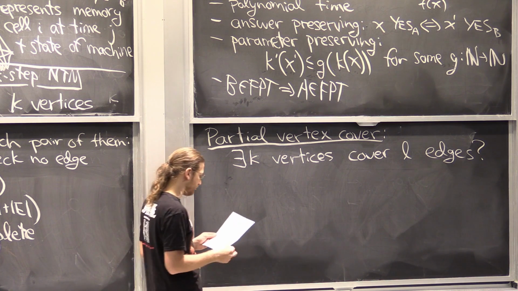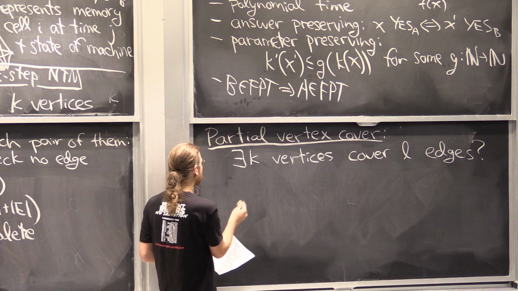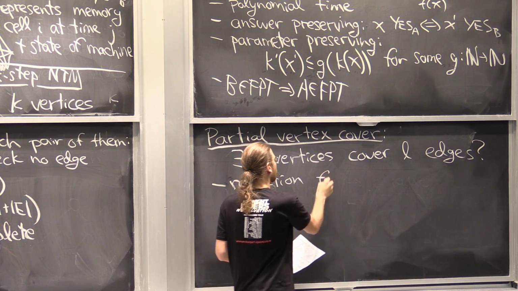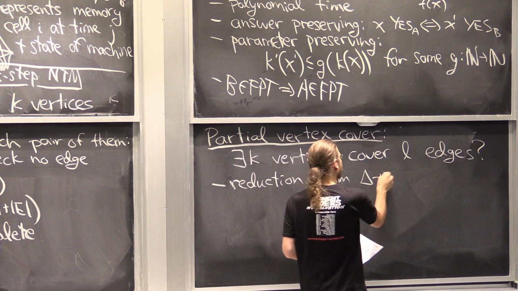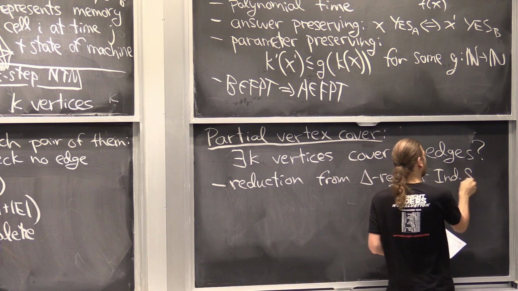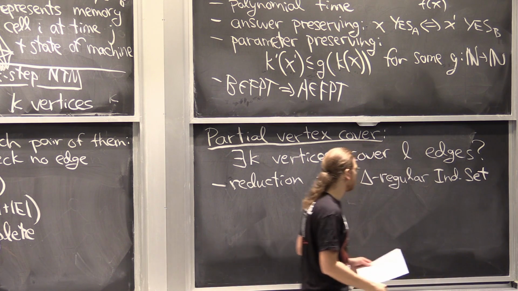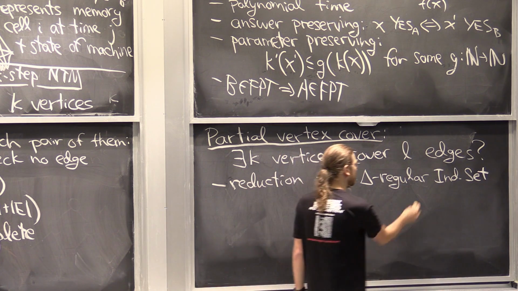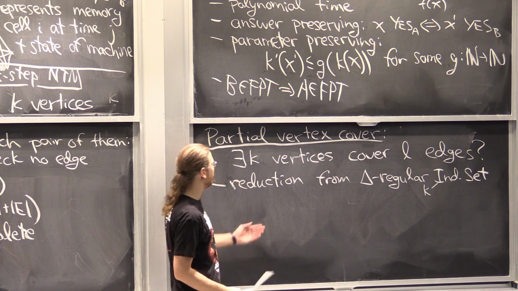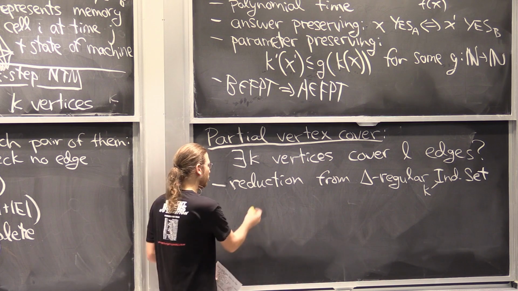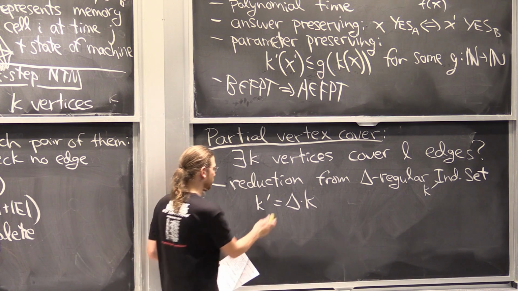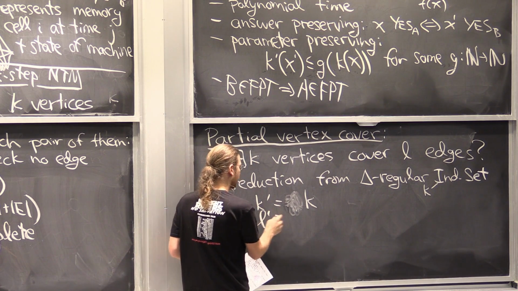And this is easy to reduce from delta regular independent set. Because k independent set, if we want to be explicit: I want to know, is there an independent set of size k? I just give that to partial vertex cover with L prime equal to delta times k. No, sorry, that's L. L prime is delta times k.